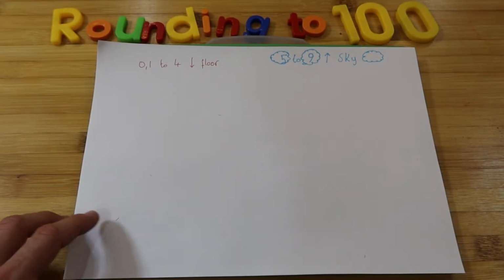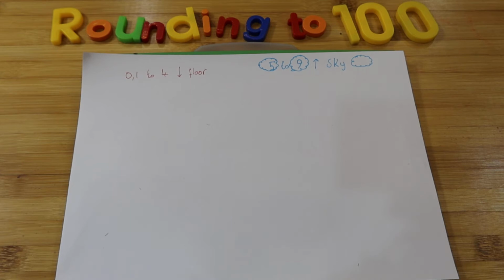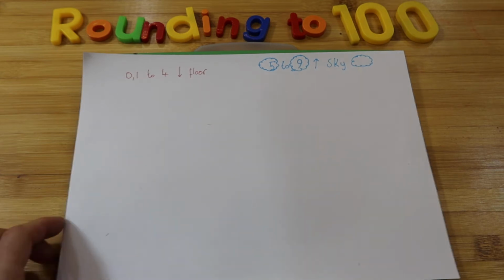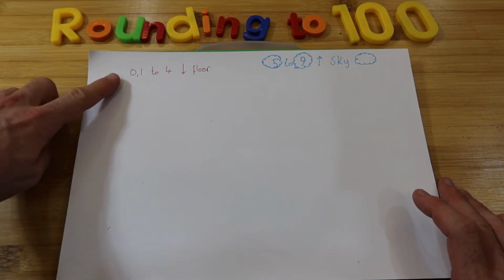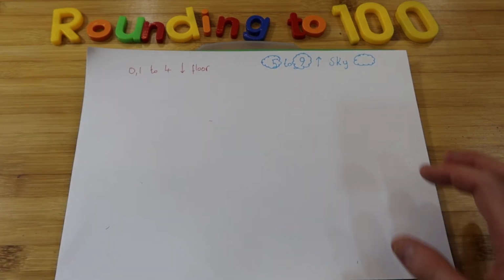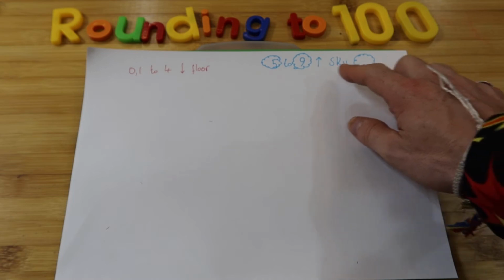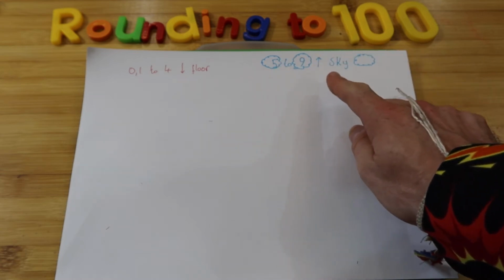Today what we will be doing is looking at rounding to the nearest 100, okay? And as we said before, if you looked at the previous one, I put together a rhyme to help you remember. 0, 1 to 4, you round down to the floor. 5 to 9, you round up to the sky. And there's my little clouds, if you like them or not.